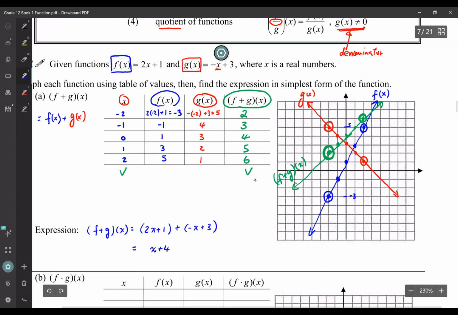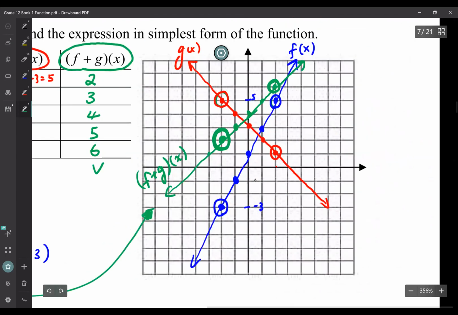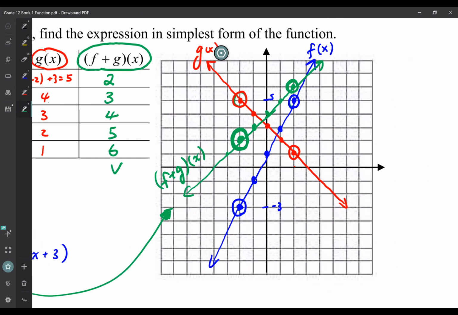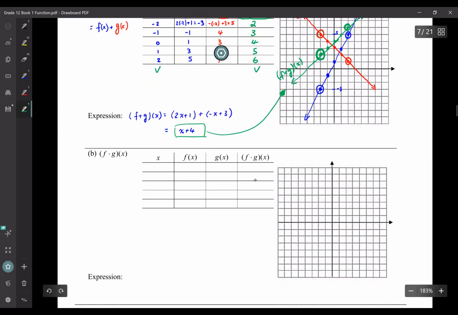If you have f and g, you could get a green function first, and then use that to draw the green line, right? But if you don't have the function formula on the top, then you just add up the values. You look at the red and the blue, add them up to get a green point. Look at every point, and if you see that they all line up in a straight line, then you just connect them. So we're going to try with the graph first for the next one.